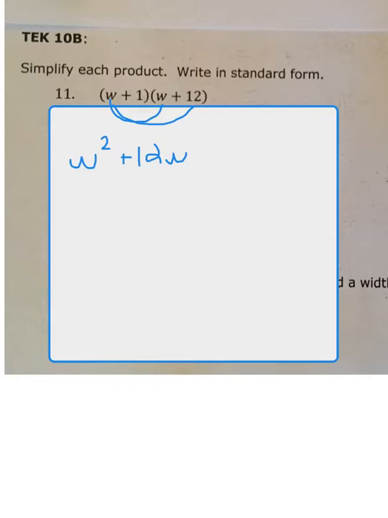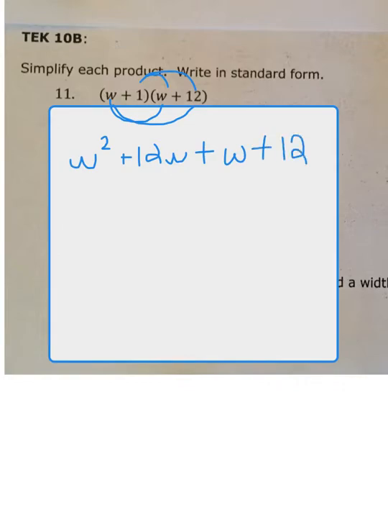And then the inner terms, so 1 times w is just going to be 1w. And then the last terms, that means the last term of the first binomial, so the 1, times the last term of the second binomial, which is 12. So 1 times 12 is just 12.